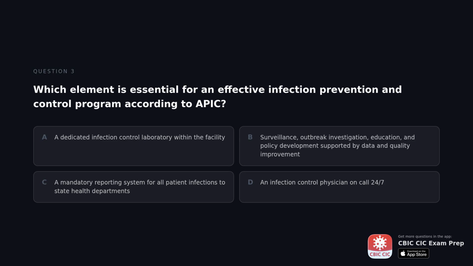Which element is essential for an effective infection prevention and control program according to APIC? A. A dedicated infection control laboratory within the facility. B. Surveillance, outbreak investigation, education, and policy development supported by data and quality improvement. C. A mandatory reporting system for all patient infections to state health departments. D. An infection control physician on call 24/7.